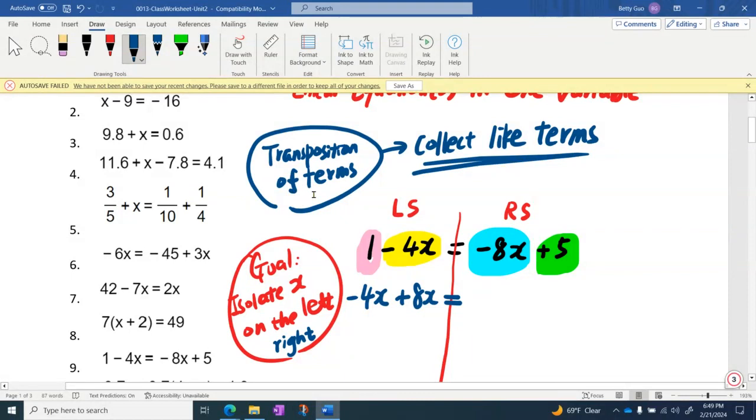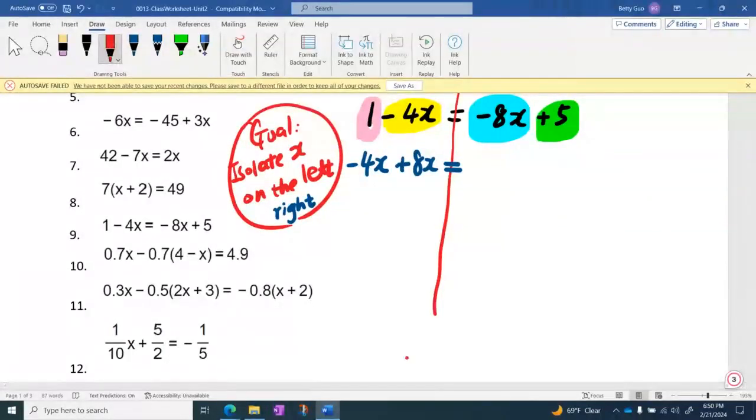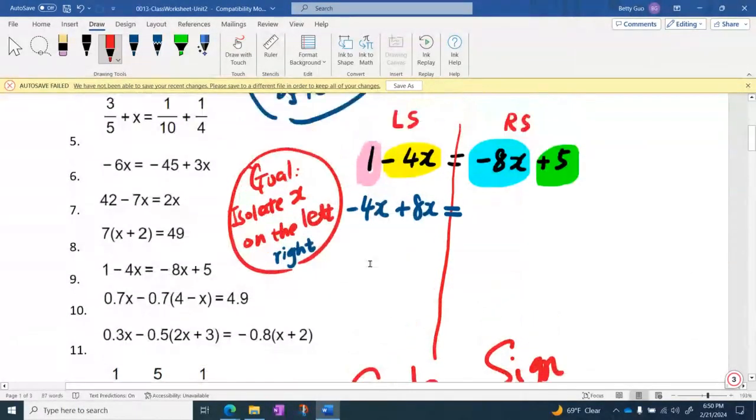So how do we apply the transposition of terms? We are able to move those terms around from one side to the other side, from left side to the right side, or from the right side to the left side. But what we need to remember is when we move a term from one side to the other side, we need to change its sign. When we switch the side of the term, we need to change the sign of the term as well. So the blue term is negative on the right side, and when we move it over, it becomes positive.